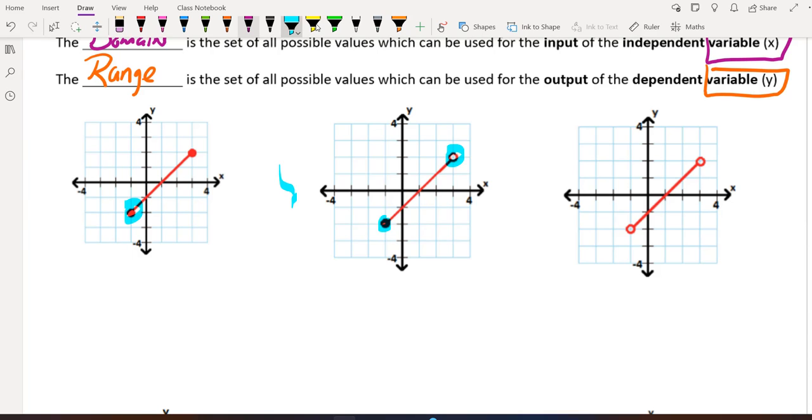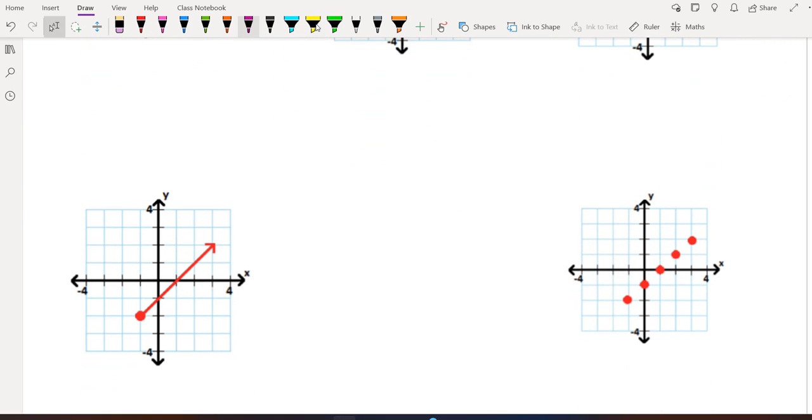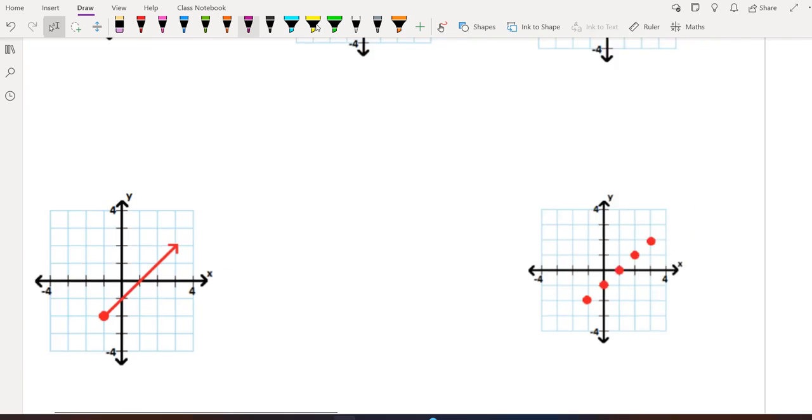Okay, you have solid dots, you have hollow dots, and you also have arrows, right? So these are start and end points, and they have different meanings. Okay, let's talk about the arrow first.